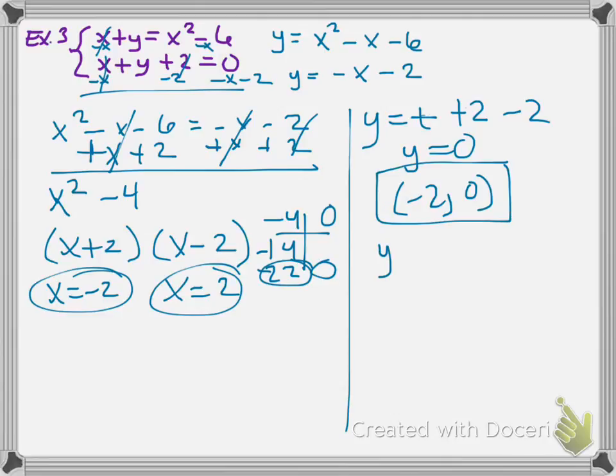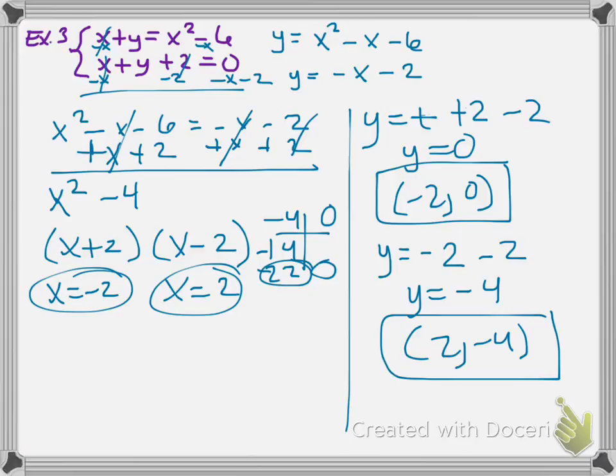Second answer, y equals a negative, but now I'm substituting a positive 2, minus 2. So y is a negative 4. My answer, 2, comma, negative 4. So you might have questions with one answer. You might have questions with two answers. I think there's only one that has one answer on your worksheet.